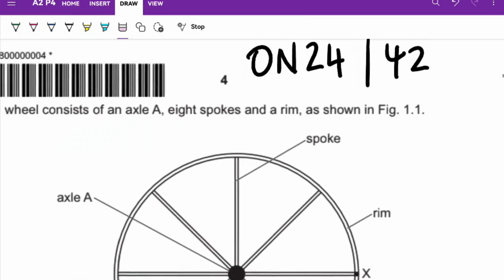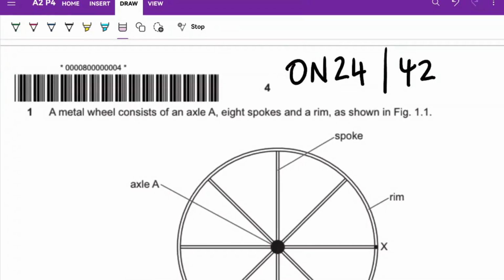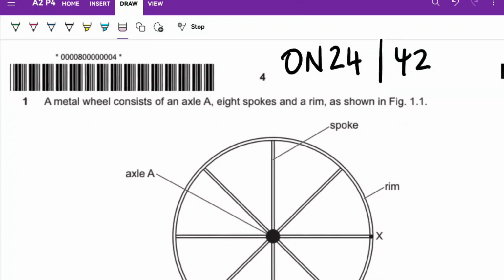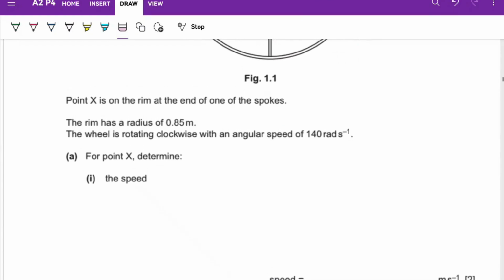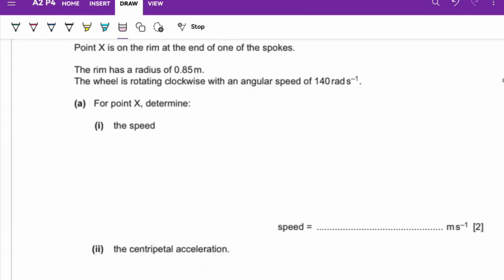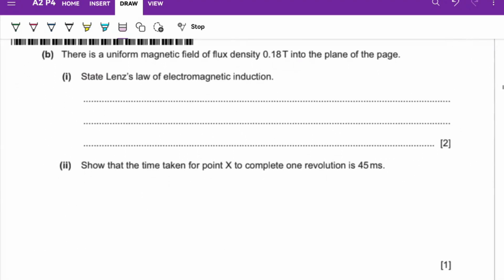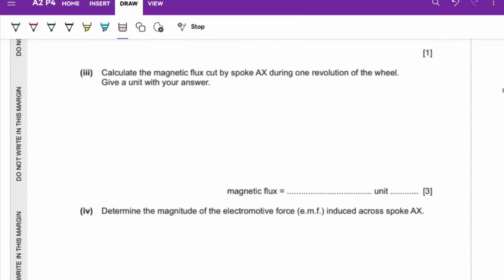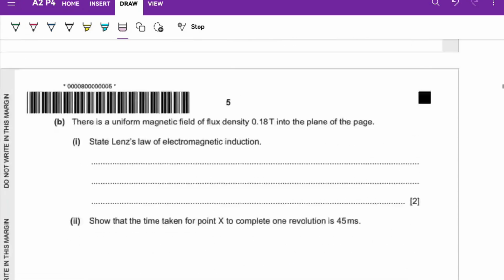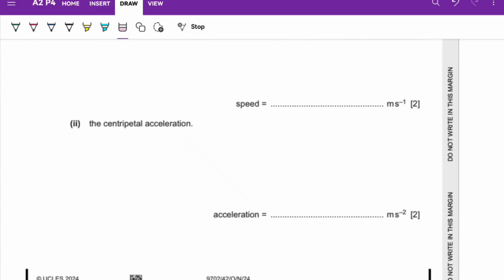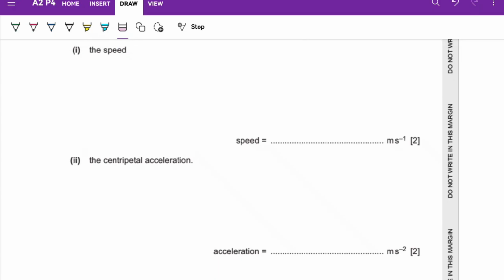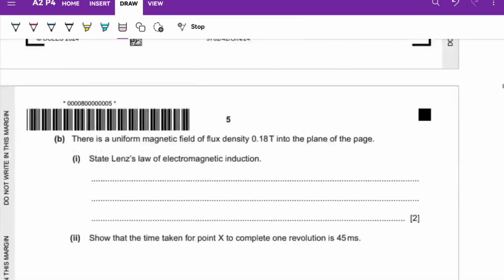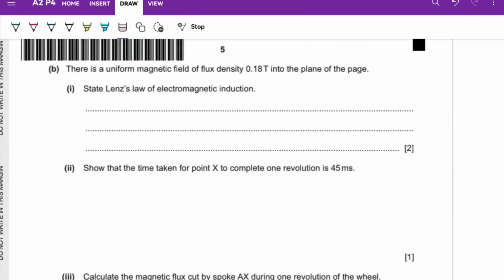So to begin with, why did I pick question 1? This question is actually interesting because the first part is more on circular motion, whereas in the second part, B, they introduced the chapter of electromagnetic induction. Usually circular motion is paired with gravitational forces because it relates to a satellite moving in a circular motion, right? But in this case, it pairs up with electromagnetic induction.